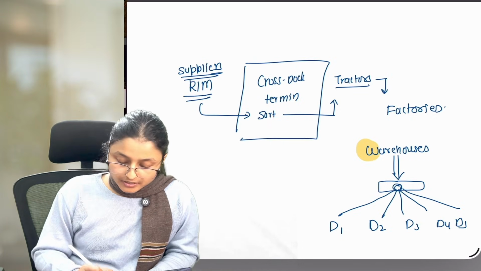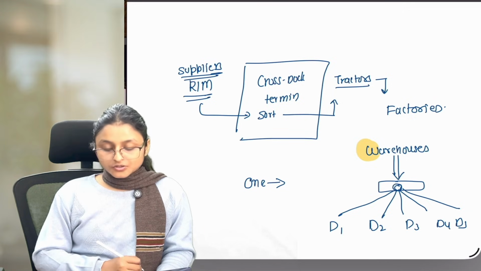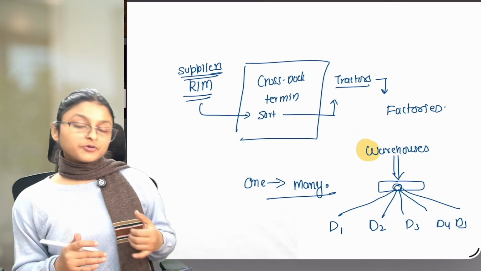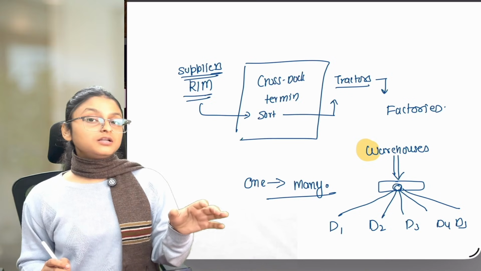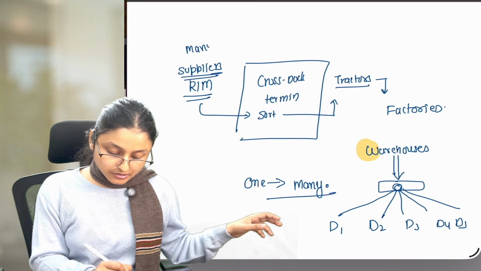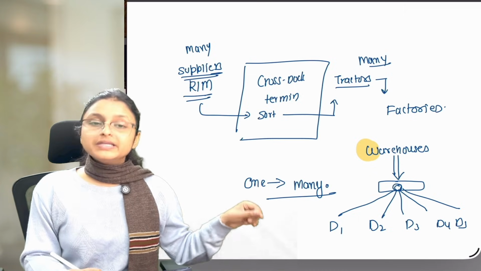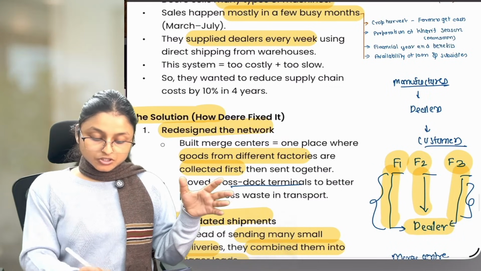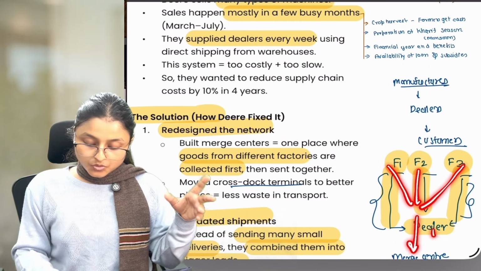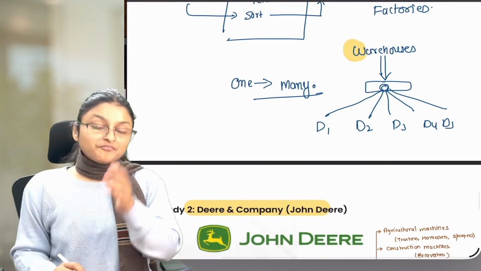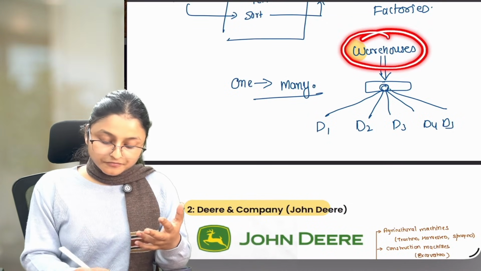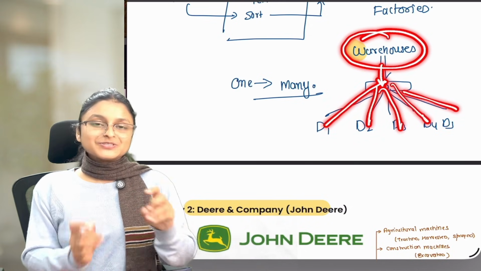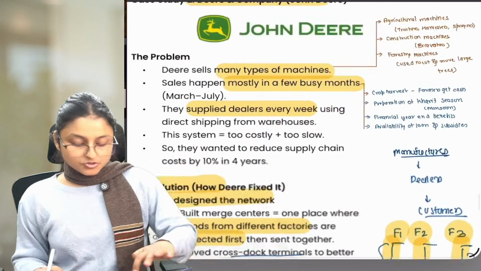What is happening here? Here we have one warehouse which is transporting the goods to many dealers. So till now what we have understood, there is one cross-dock terminal which takes the goods from many suppliers to many factories or many retailers, right? We have a merge center which will take goods from many factories and deliver to one dealer. We have break bulk terminal which will take the product from one warehouse and deliver it to many dealers. So these are the different types of systems which were used by John Deere.